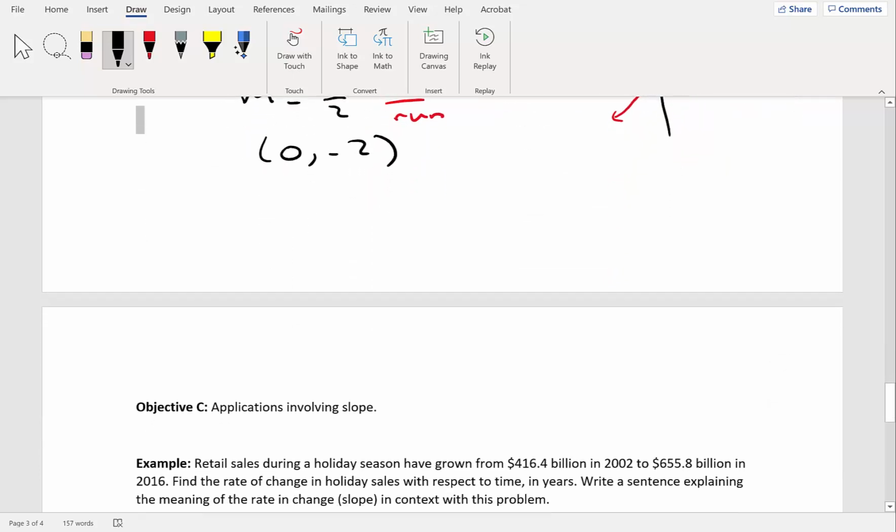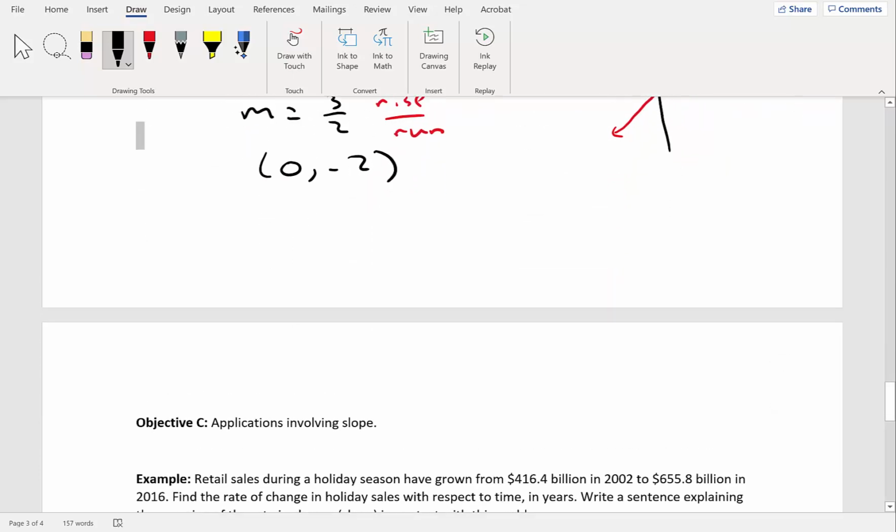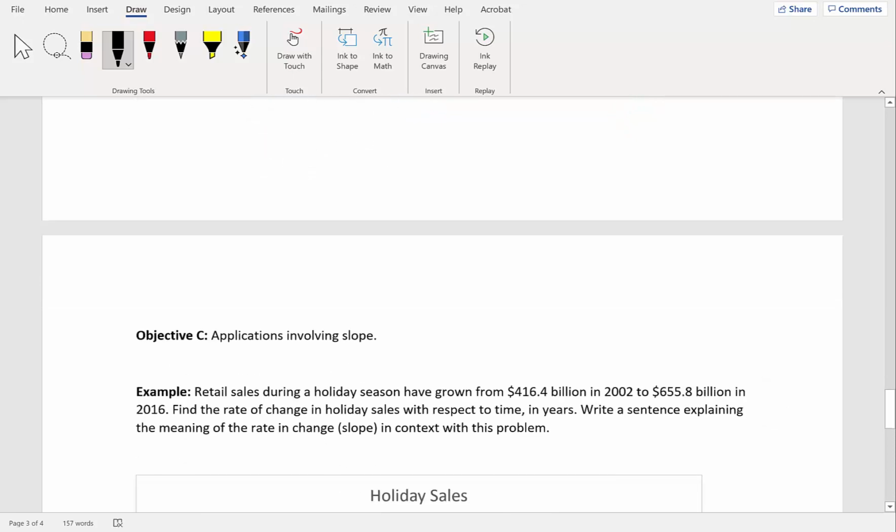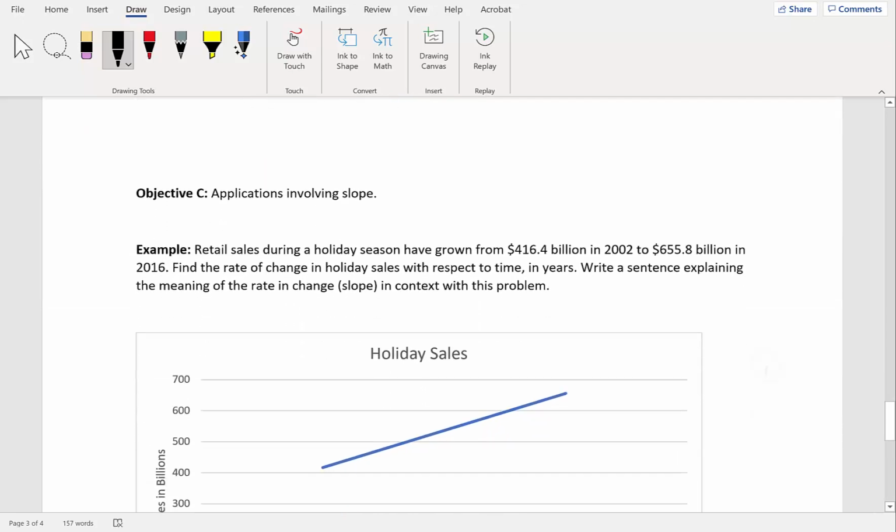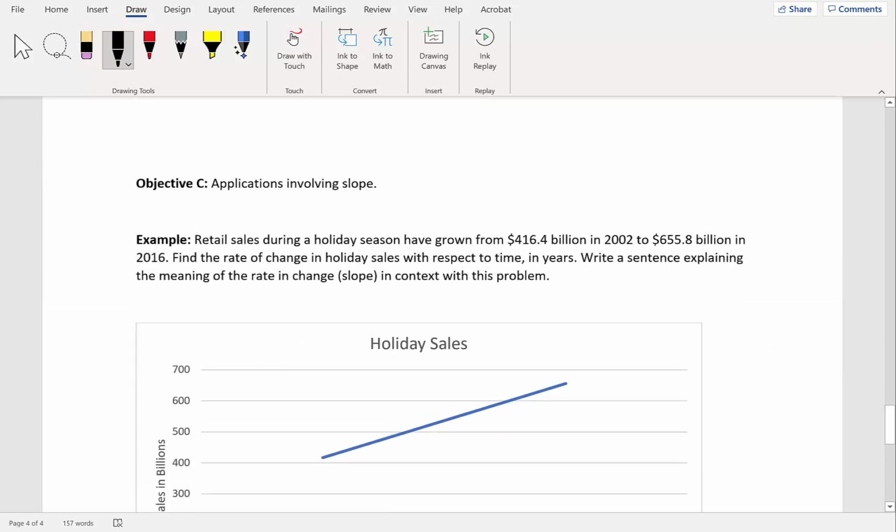Okay, now the last objective here is applications involving slope. Okay, so we're given retail sales during a holiday season have grown from 416.4 billion in 2002 to 655.8 billion in 2016. Find the rate of change in holiday sales with respect to time in years. Write a sentence explaining the meaning of the rate of change in context with this problem.